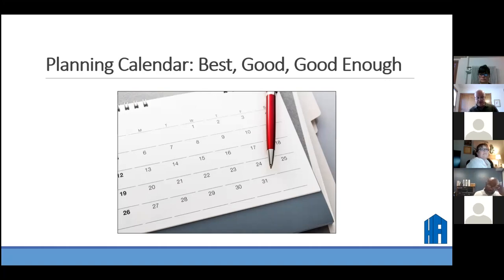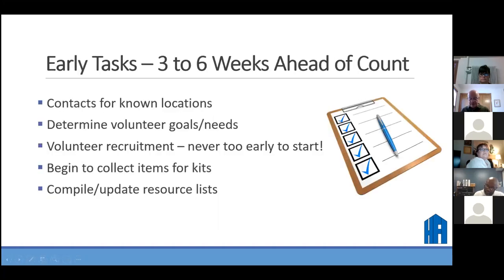So early tasks would be, and this would be like 3 to 6 weeks ahead of the count, you've got your contacts for the known locations. You're determining volunteer goals and needs, what you're looking for in terms of volunteers, and that's going to depend on how ambitious you are. Volunteer recruitment, it's never too early to start.